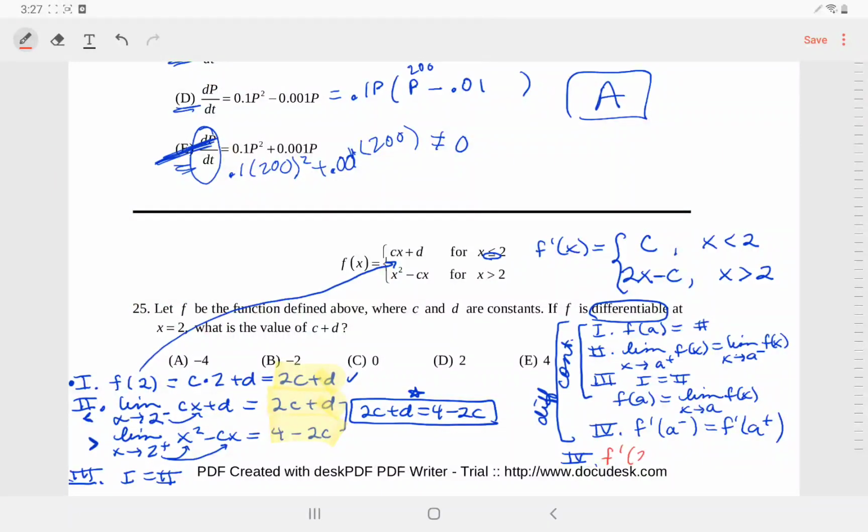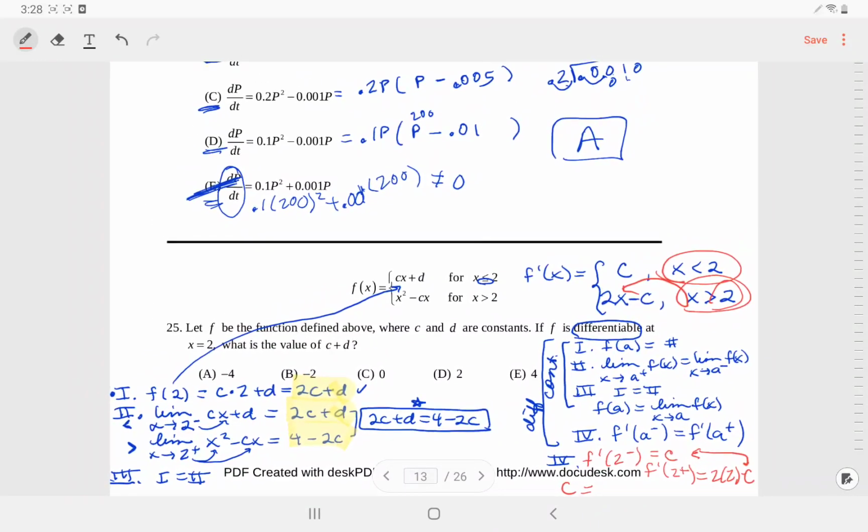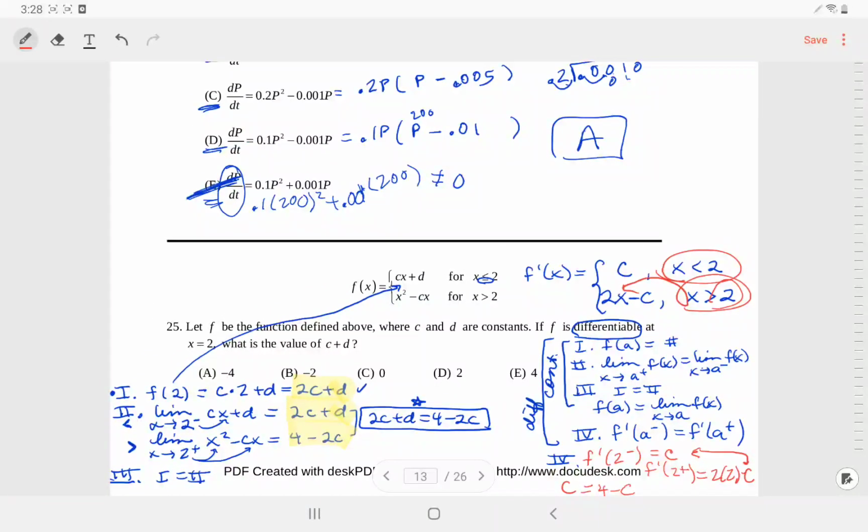What's the slope of 2 from the negative side? The slope of 2 from the negative side would be the less than side. So that's c. And what is the slope of 2 from the positive side? I would substitute 2 in here, so that's 2 times 2 minus c. These two have to be equal. So c equals 4 minus c. That would be 2c equals 4, c equals 2.